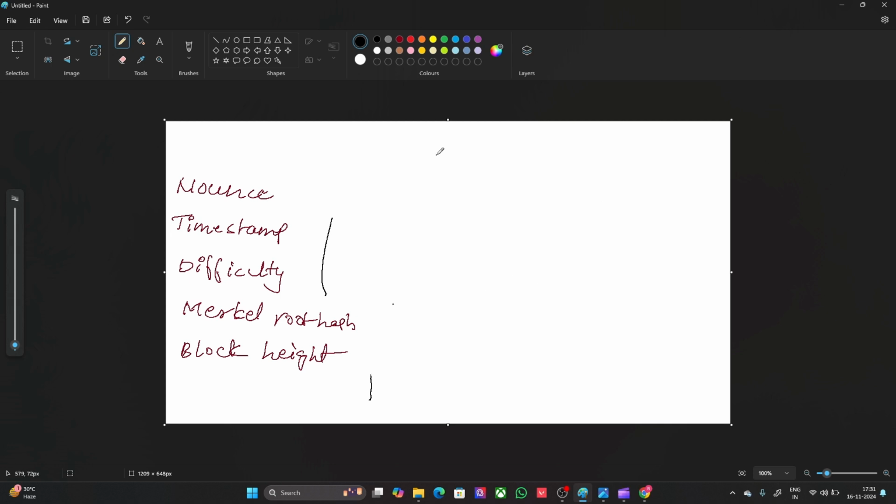Our next topic is timestamp. Timestamp is the time at which that particular block was mined. Mined in the sense the block was added to the blockchain. It stores the time when that block was added to the blockchain, and this time is usually recorded in Unix time systems.